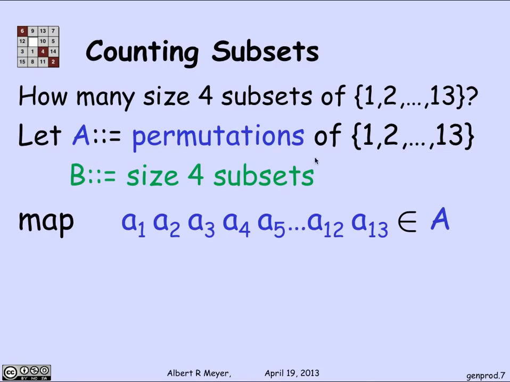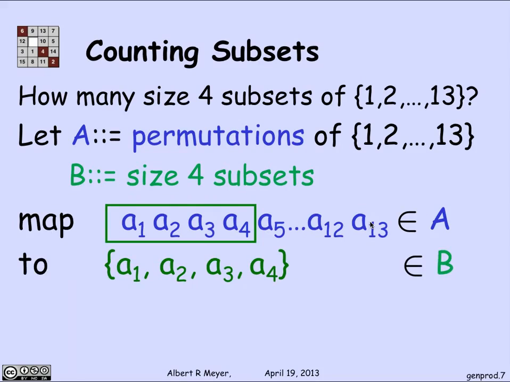Well, let's take an arbitrary permutation in A, that is to say, a sequence of the elements of A in some order. Call them A1, A2 through A13. So these numbers A1 through A13 are the numbers 1 through 13 in some unknown order. And I'm going to map a permutation like this to its first 4 elements. Just take the first 4 elements of the permutation and map them to the set consisting of those 4 elements. Now, since this is a permutation, these elements are all different, so I really do get a set of 4 different things here; A1, A2, A3, and A4 are supposed to be different.